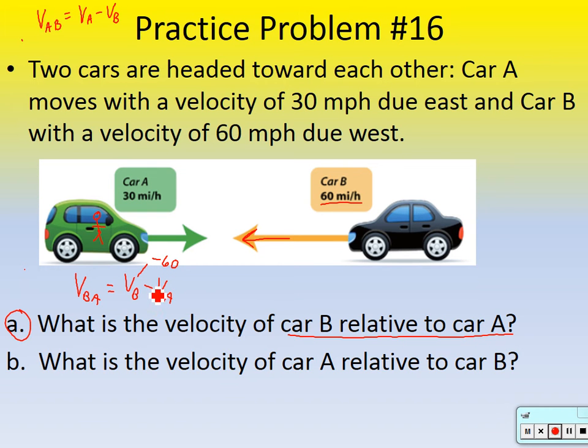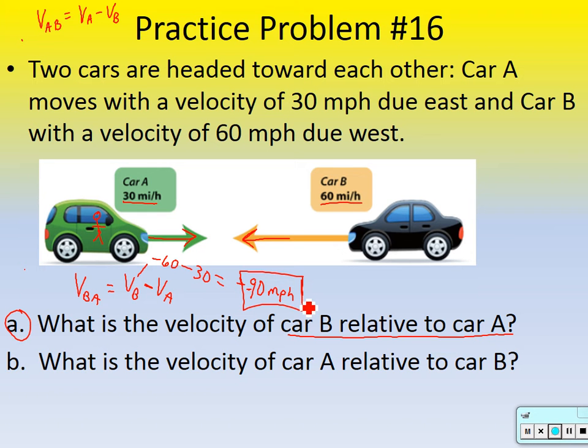Now this negative sign right here, we don't change. That's built into the formula, so keep it there. Minus the velocity, what's the velocity of car A? 30, and it's going which way? To the right, so it's going to be positive 30. Okay, so what's a minus 60 minus 30? That's equal to a minus 90 miles per hour. Okay, that's what the answer to part A is.